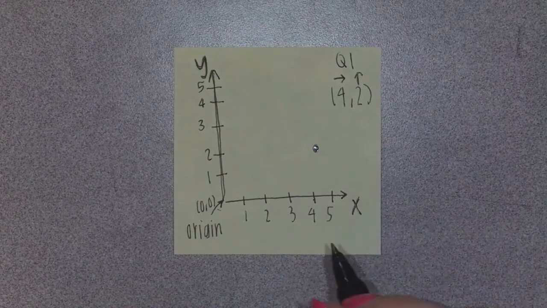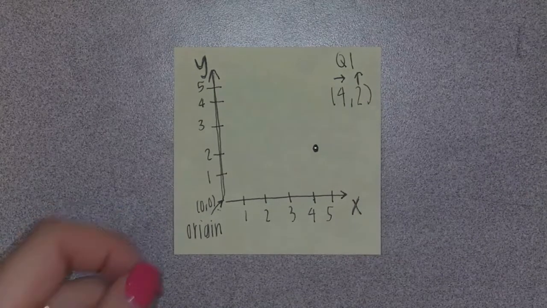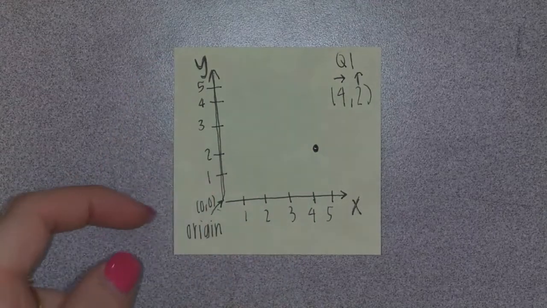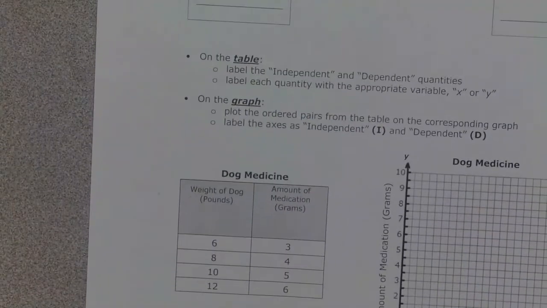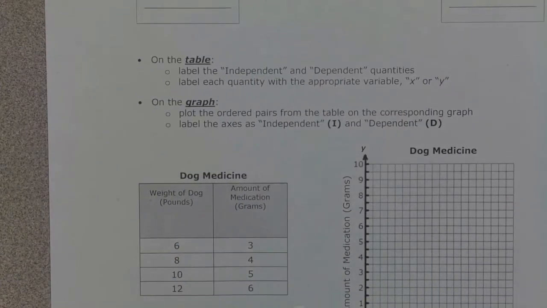Now, a graph is a great way to show ordered pairs, but it's not our only way to show ordered pairs. We can also use tables to show ordered pairs as well. But just like we talk about our x and our y, those are the official names of the axes. But when we start changing representation, so from a table to a graph, I don't have an x and a y axis on a table, right?